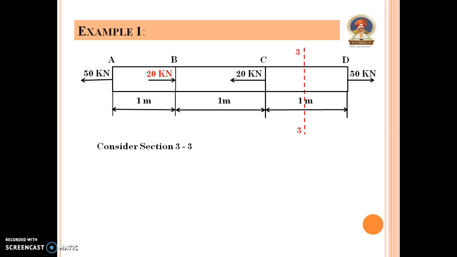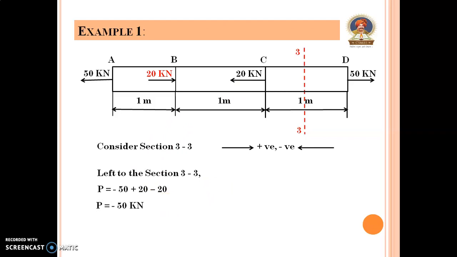So consider section 3-3. Again force move towards right side positive and the force move towards left side negative. Now consider left section. In left section there are three forces. Here 1, 2, 3. That is P is equal to minus 50 plus 20 minus 20. After solving this, we are getting the value of P, which is equal to minus 50 kilonewton.